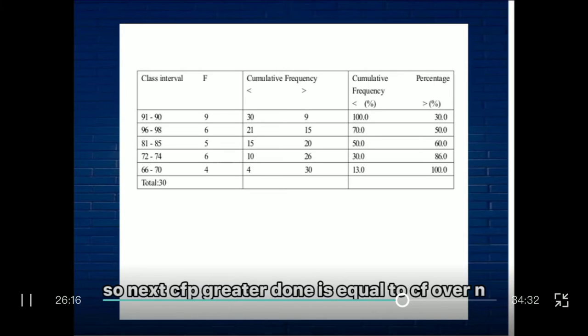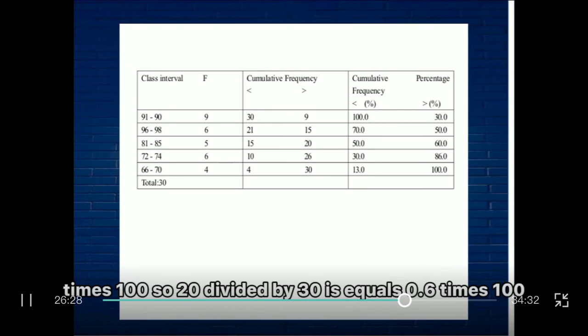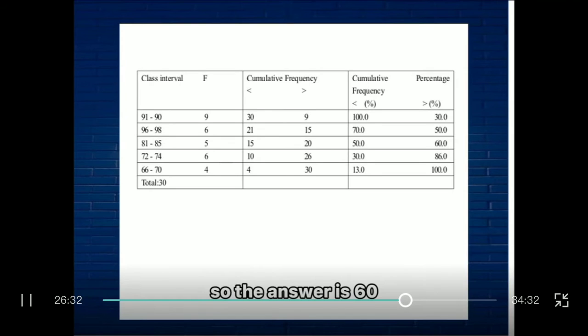than. So next, CPF greater than is equal to CF over N, the number of cases. So 20 divided by 30 times 100. So 20 divided by 30 is equal to 0.6, times 100. So the answer is 60. So you write the 60.